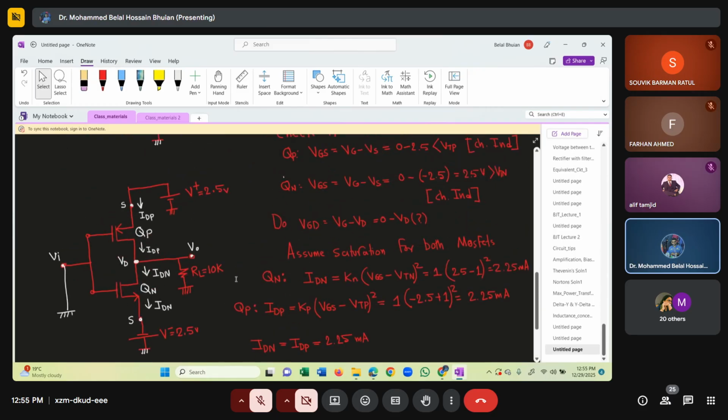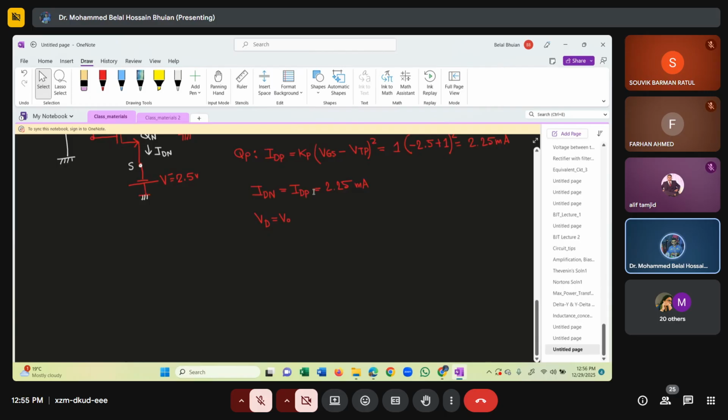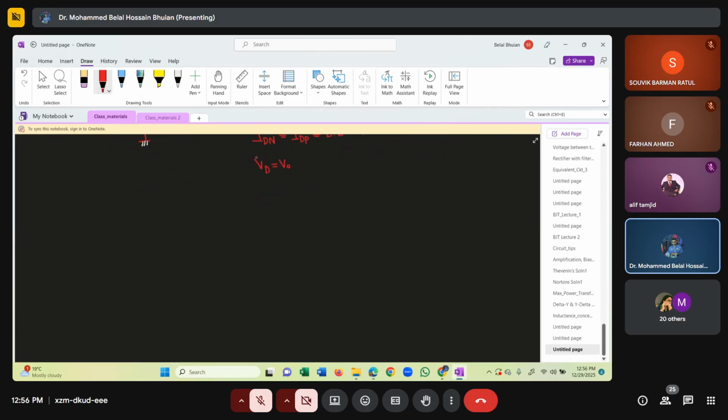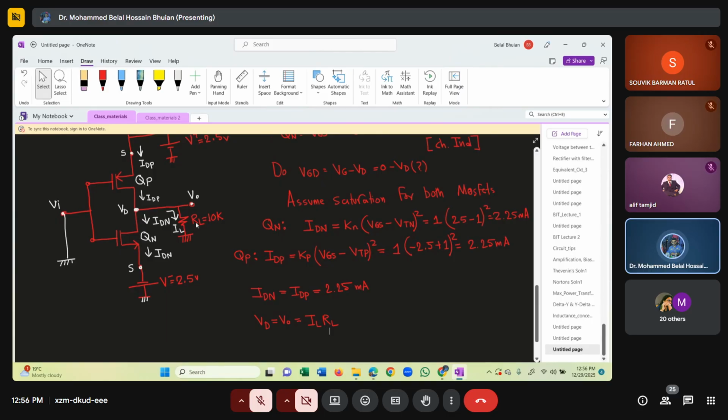Okay. Now, when it comes to V naught, how can you determine V naught? So again, if you do KVL from ground up to that point, considering the current that is flowing is IL, তাহলে আমাদের V naught কি? V naught should be IL RL.